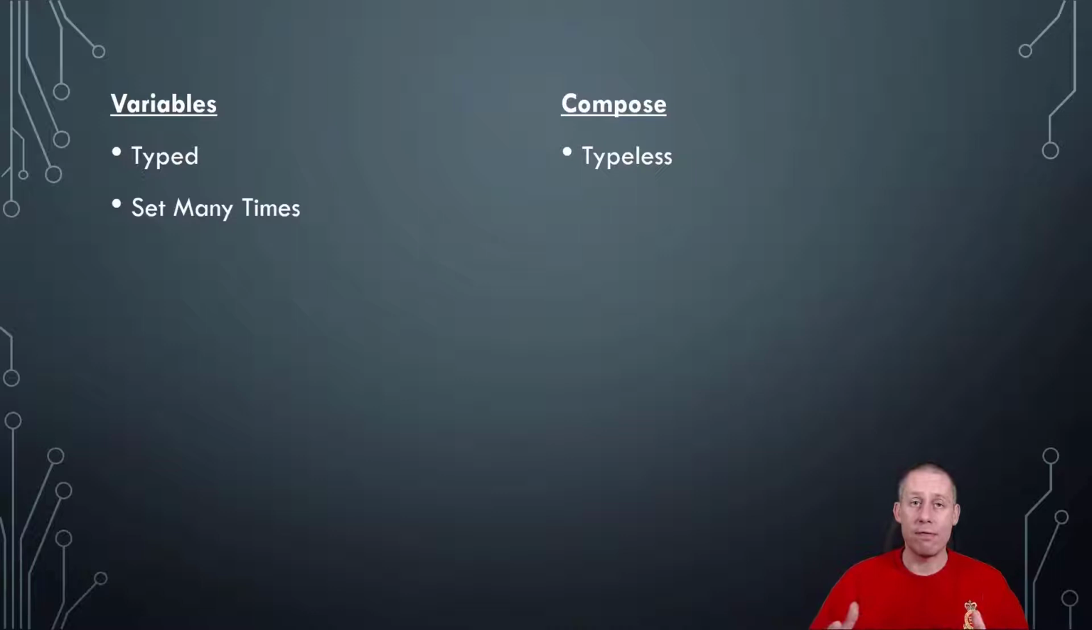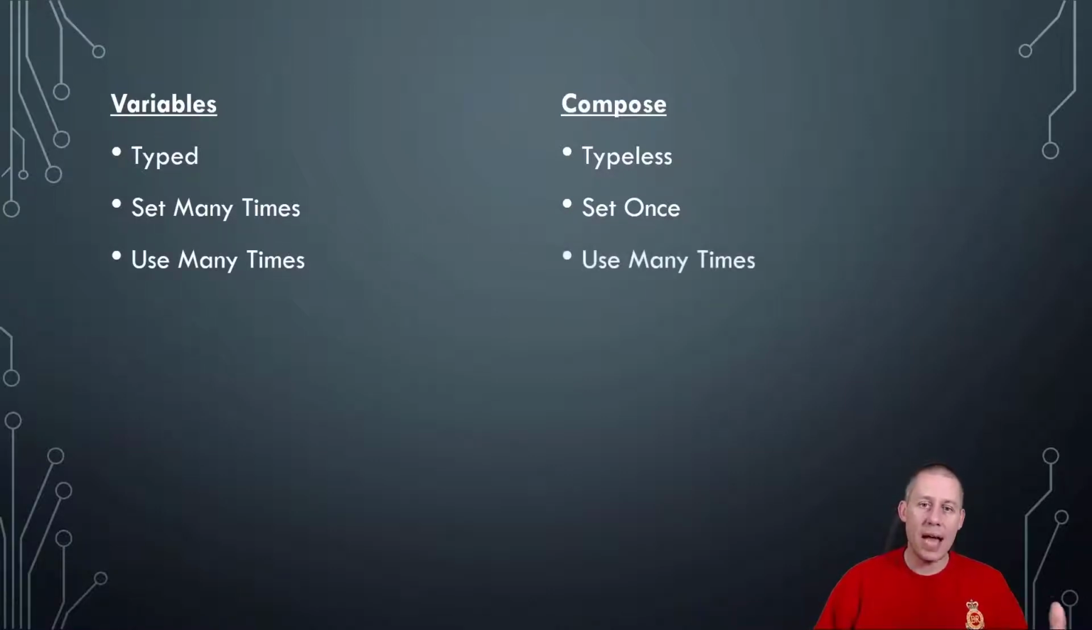Variables have an update function. That means that I can set it and then I can reset it or overwrite it. So it's very, very flexible. I can give it different values at different points throughout my flow. On the other hand, compose doesn't have the update function. Therefore, effectively, I can set it once and that's it.